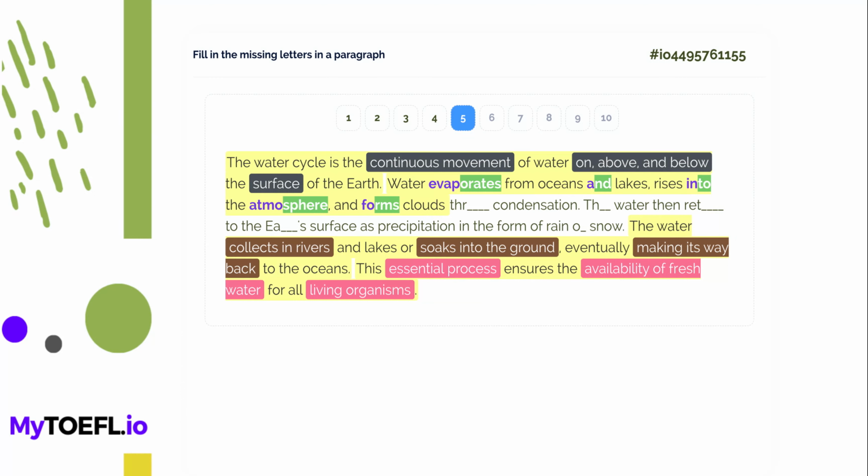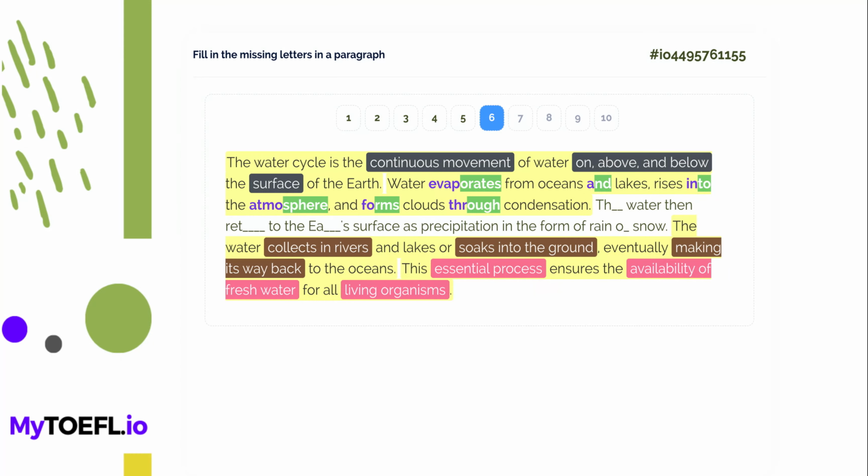Let's check the sixth blank near the end of the sentence. Water evaporates from oceans and lakes, rises into the atmosphere, and forms clouds, blank, condensation. The question provides the letters T, H, and R and contains 4 missing spaces. This part explains how the clouds are formed. We need a preposition that means by means of or via a process. The letters provided lead us to the word that introduces the method of condensation, which is through.